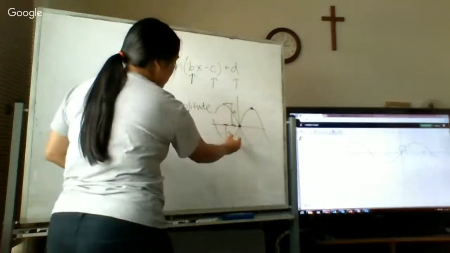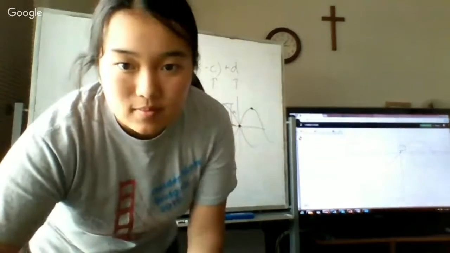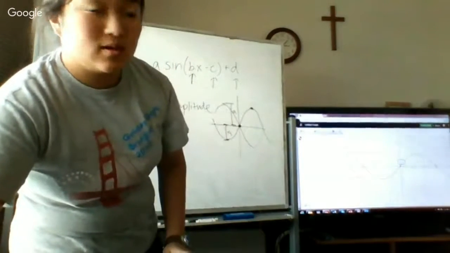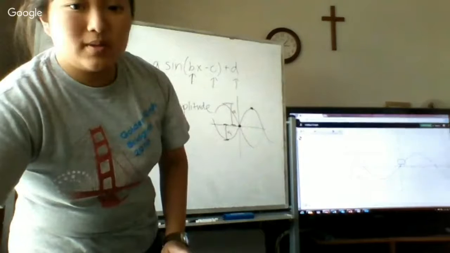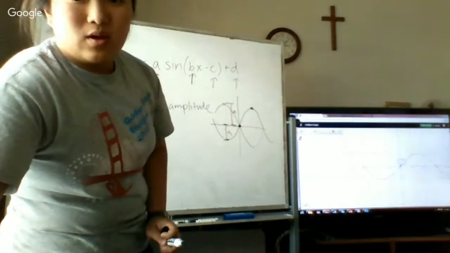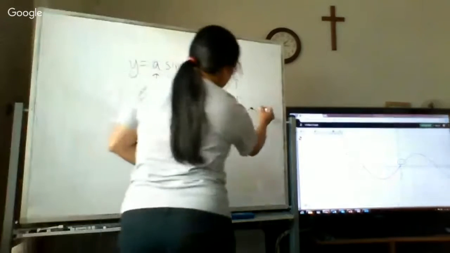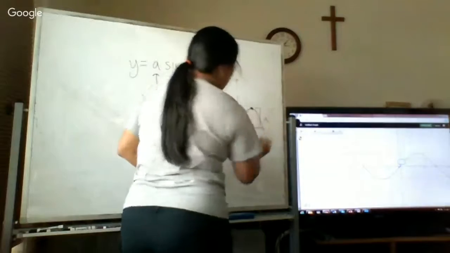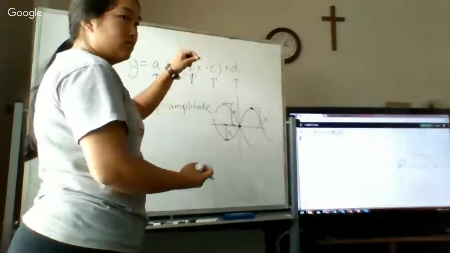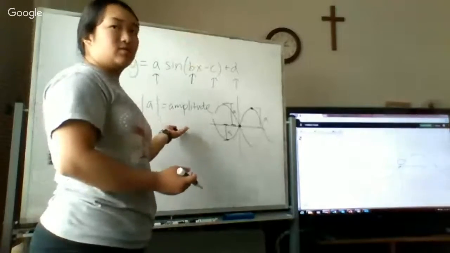Wait, it's the distance from what to what? From this middle of the graph. So if you were to chop it directly in half so that there's an equal part on top and an equal part on the bottom, and then you take the distance from this middle piece all the way to the top here or to the bottom there, this distance, that would be A. That's the amplitude. And the amplitude is a measure of the vertical stretch. But again, we're not going to talk about it in terms of vertical stretch. We're going to talk about it in terms of amplitude.